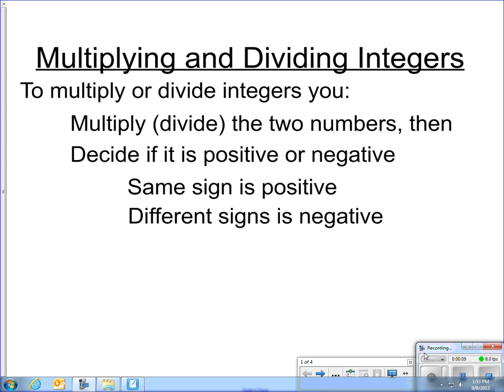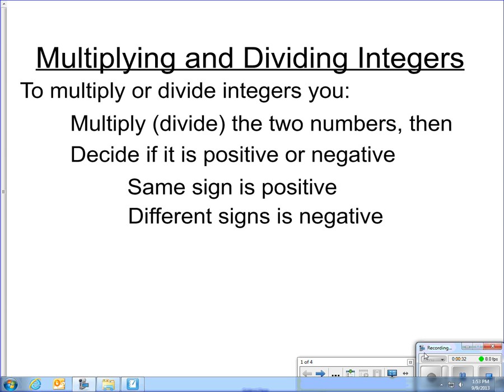Today we're going to be talking about multiplying and dividing integers. And in my opinion, of the four operations we have to work with, adding, subtracting, multiplying and dividing, this is the easiest. They're the most like what you do when they are both positive. There's very little difference. The only thing that you have to decide in this one is whether or not your answer is positive or negative.